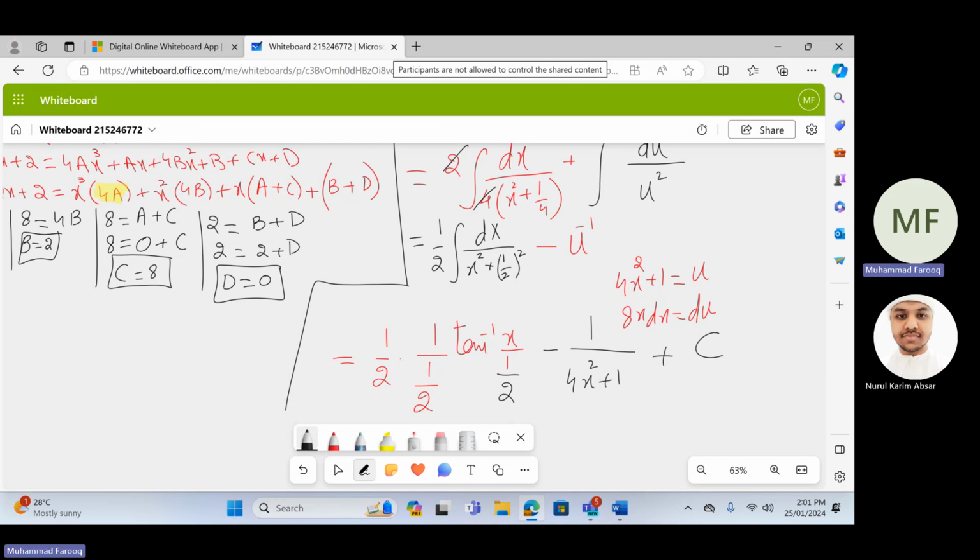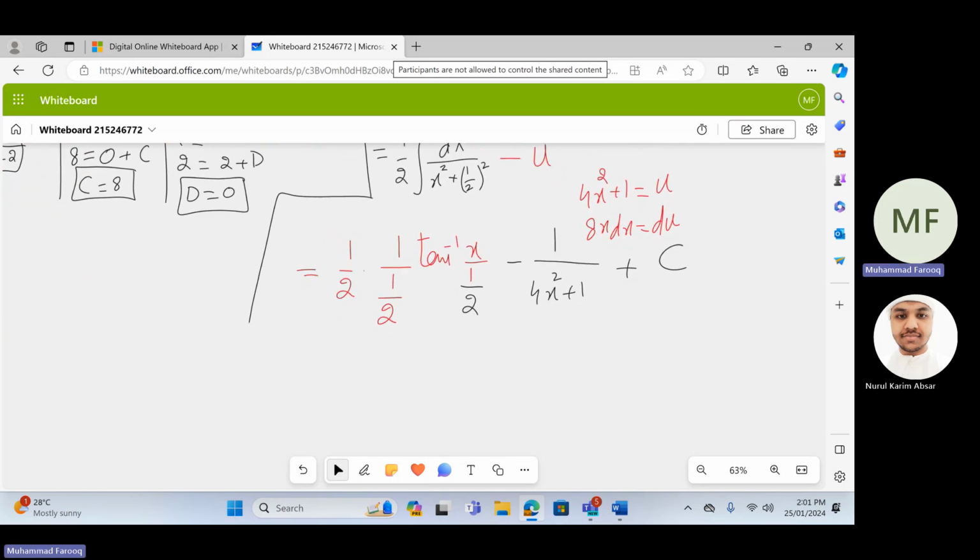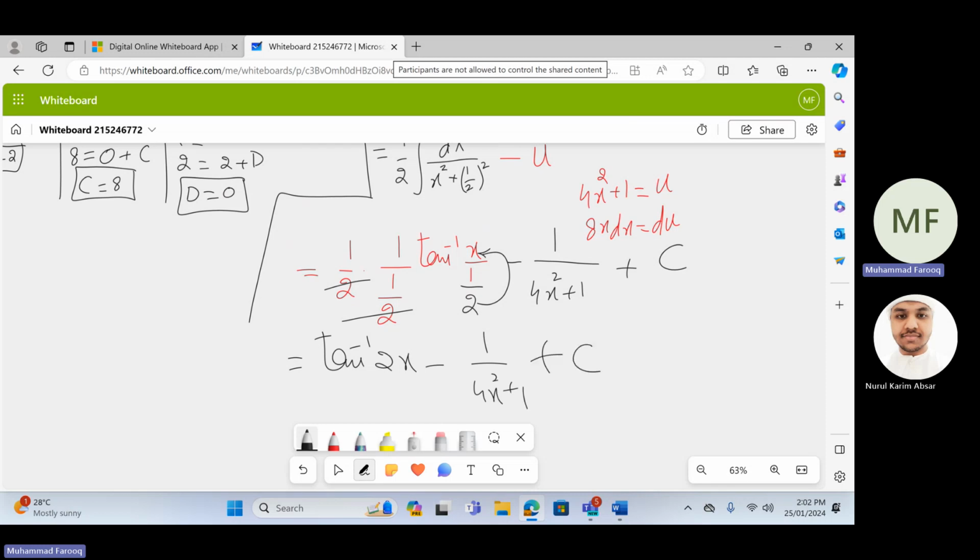Now here you can flip this. If you want, you can cancel here. Or after flipping, it cancels out, same thing. This one goes, 2x, yes. So finally, you have tan inverse 2x minus 1 over 4x squared plus 1, plus C. I think you understand. Okay, so I took the case where you have a repeating quadratic factor.